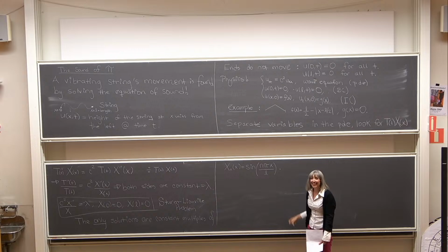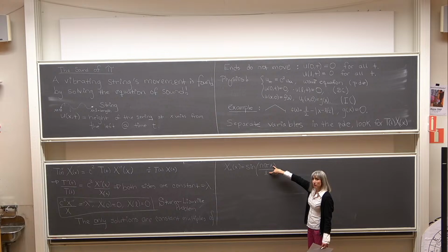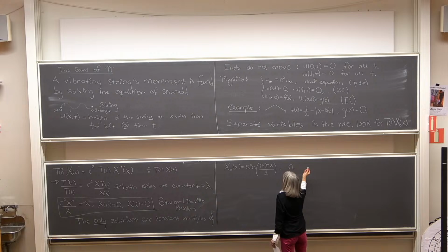Why do we need pi? To go around the entire origin. Well, partially, but we also need this because if I substitute x as l, then these l's go away. And what happens to sine? Oh, I didn't tell you what n is. That might be a bit confusing. So n is a positive integer.